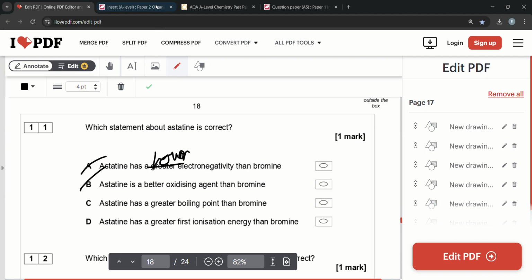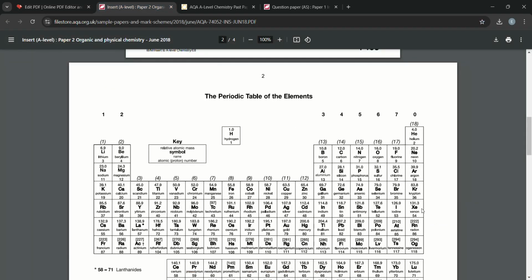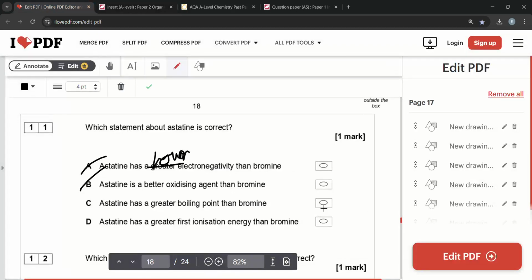Astatine has a greater boiling point than bromine. Let's think about it. Astatine is further down the group, right? More electrons. Stronger intermolecular forces require more energy to overcome. And remember, melting point increases down group 7. So astatine will actually have a greater boiling point than bromine.